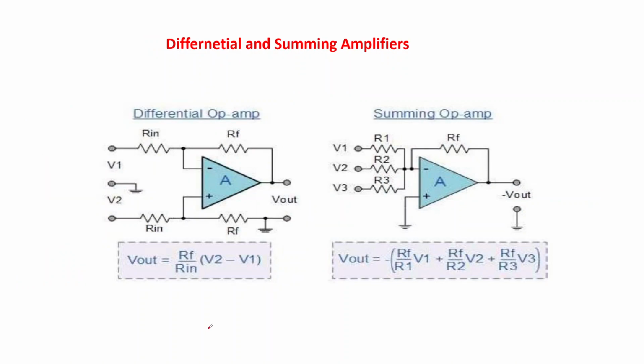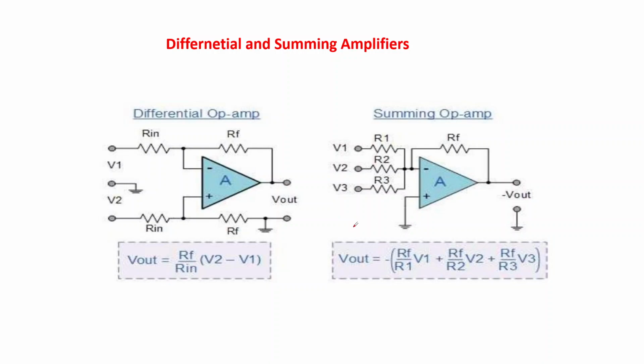Next, differential and summing amplifiers. In the differential amplifier, the difference between the two input terminals, the inverting input terminal and the non-inverting input terminal, is amplified. The difference between the two signals, V2 minus V1, is amplified by a factor of RF by Rin, where RF is the feedback resistance and Rin is the input resistance. So V out equals RF by Rin times V2 minus V1. The gain is given by these resistive components.